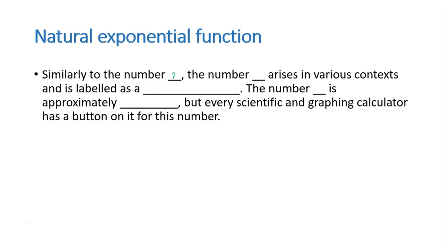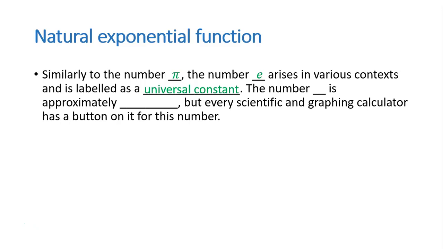Now let's talk about a special exponential function called the natural exponential function. Similarly to the number pi, which we've all seen a lot in different mathematical situations, the number that we're going to call e arises in various contexts. And because we see it so much in math and science, we label it as a universal constant. Essentially, that means in any mathematical or scientific situation, whenever we see pi, we all know what pi means. Well, e is the same thing.